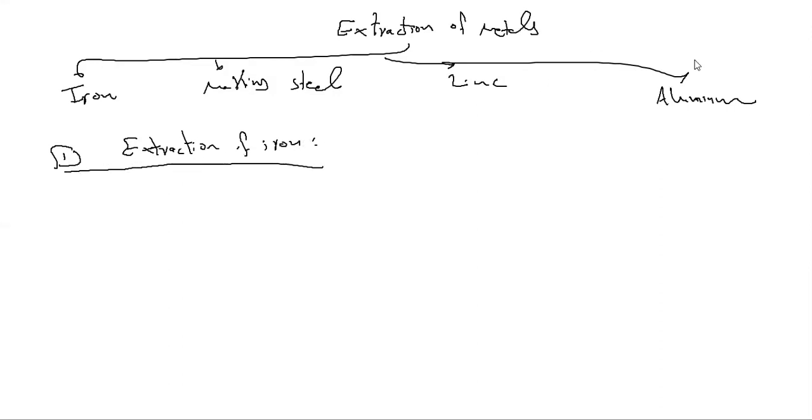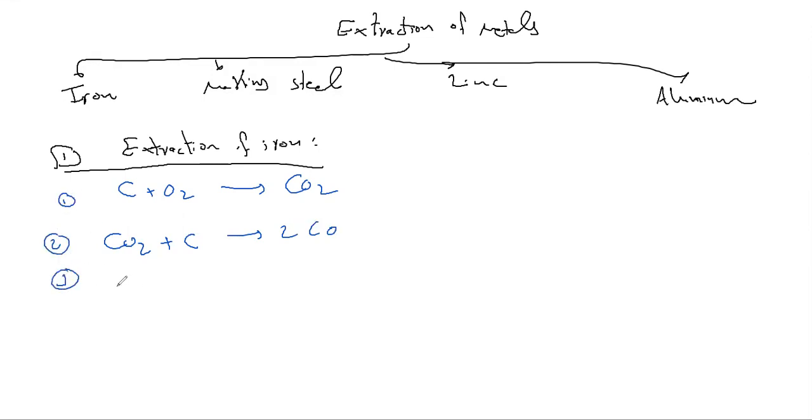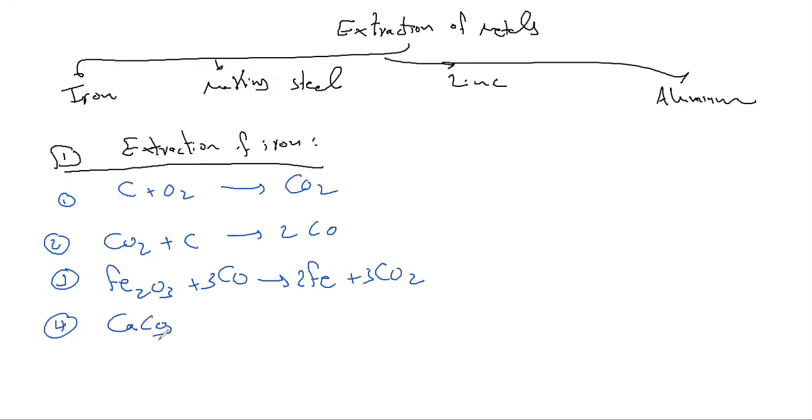we will find that carbon reacts with oxygen to form carbon dioxide. Then carbon dioxide reacts with carbon to form carbon monoxide. Then iron trioxide is reduced by carbon monoxide to form iron and carbon dioxide. After that, limestone is heated to form lime and carbon dioxide. Lime reacts with silicon dioxide to form slag.